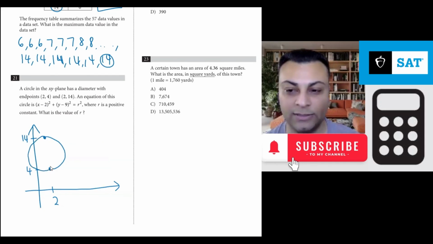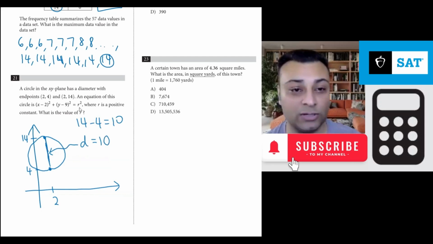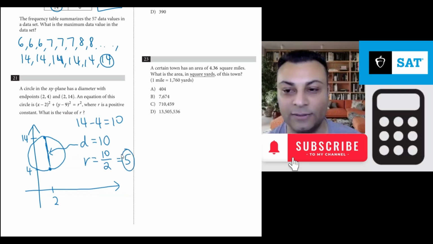if drawn properly. But this part here is the diameter, and from 14 to 4, you get 10. So this particular part here is the diameter. So the diameter is 10. We have to know that this is the equation of a circle, and r stands for the radius, and the radius is half the diameter. So 10 divided by 2, which is 5. So that's another way to get the answer of 5.